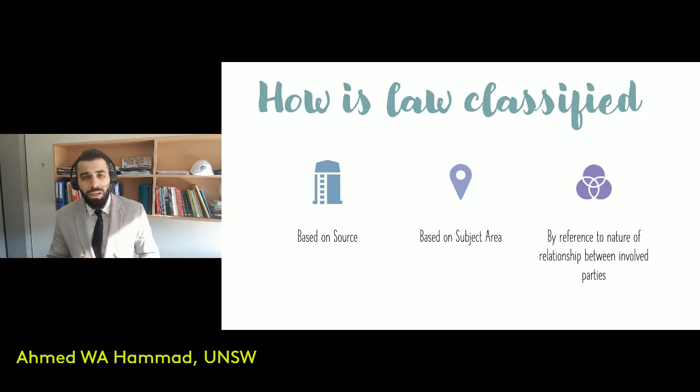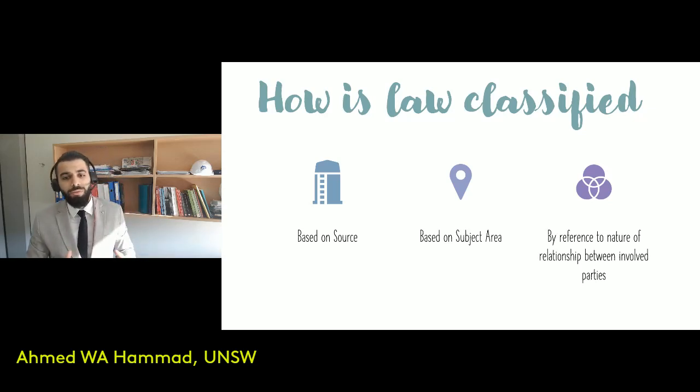The second way we can classify law is based on subject area. So you have certain laws that are related to, let's say, for instance, criminal conduct, so criminal law, versus civil law. So these two are different areas, and that's why it's important to understand where the law actually falls, in which area does the law fall into.